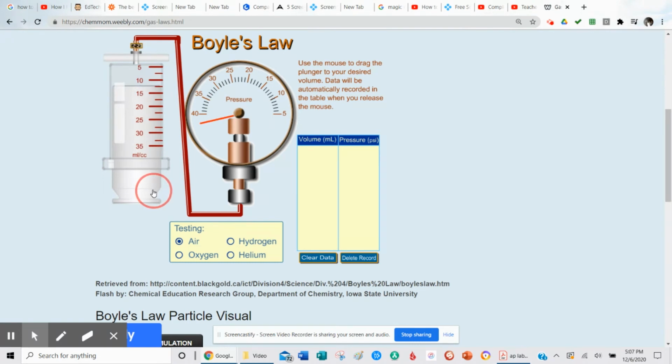What we're going to do in this lab is explore this, and we're going to make a graph. Right here, I'm getting some data. I'm going to clear the data, and we are going to get our data for our lab right now. We're going to start with a volume of 7 and a pressure of 73.5. I'm just going to keep getting some data here. You can see as the volume increases, my pressure is decreasing.